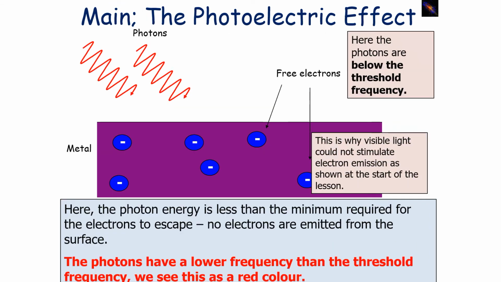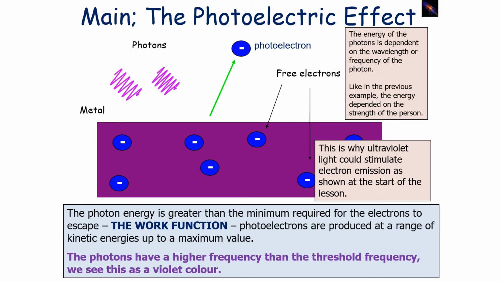So in this example, the photon energy is less than the minimum energy for the electrons to escape, so no electrons are emitted from the surface. The photons have a lower frequency than the threshold frequency, which we can observe as a red colour. The photons are below the threshold frequency.